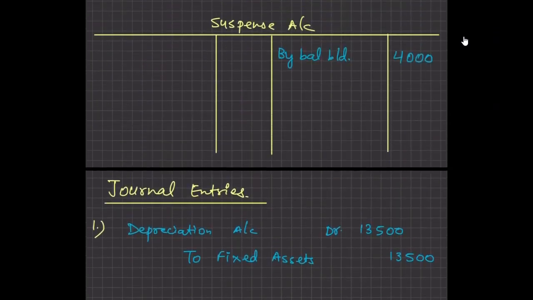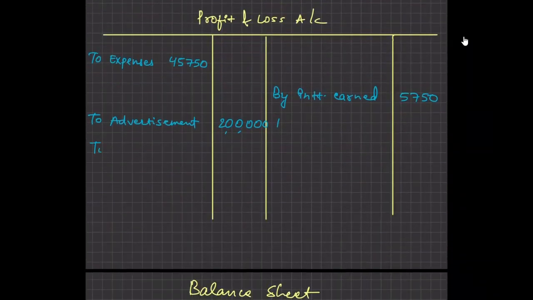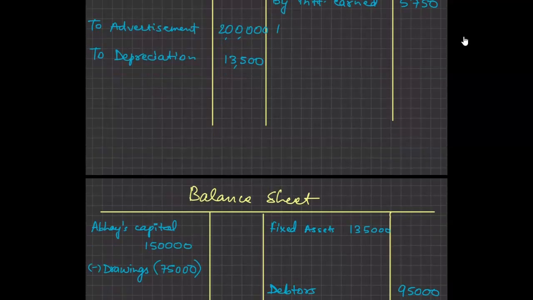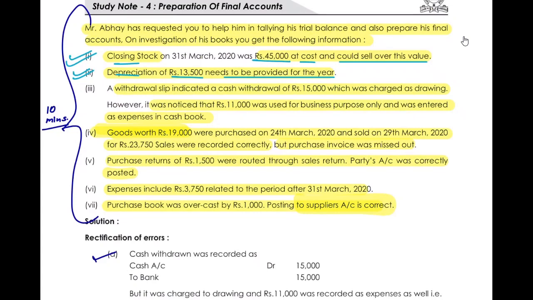So this 13,500 will go to your P&L account to depreciation, 13,500, and this will result in reducing your fixed asset by the depreciable amount, that is 13,500. So if you deduct 1,35,000 minus 13,500, it will give you 1,21,500. That is the balance of your fixed assets. That is done. Third adjustment.